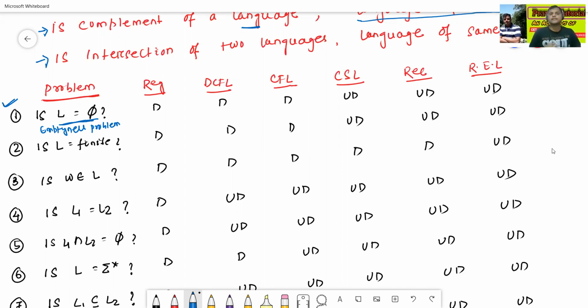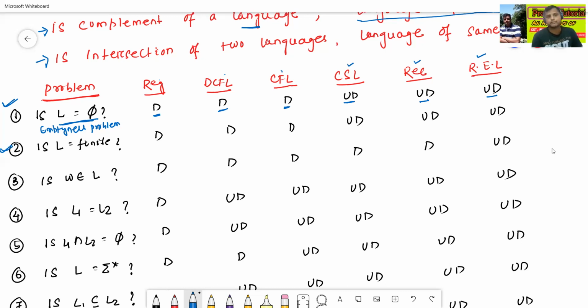So is the emptiness problem decidable or undecidable? The emptiness problem is decidable under regular language, decidable under DCFL language, decidable under CFL, meaning context free language, undecidable under CSL, meaning context sensitive language, undecidable under recursive language, undecidable under REL, or recursively enumerable language. We have already discussed the emptiness problem in the previous classes.